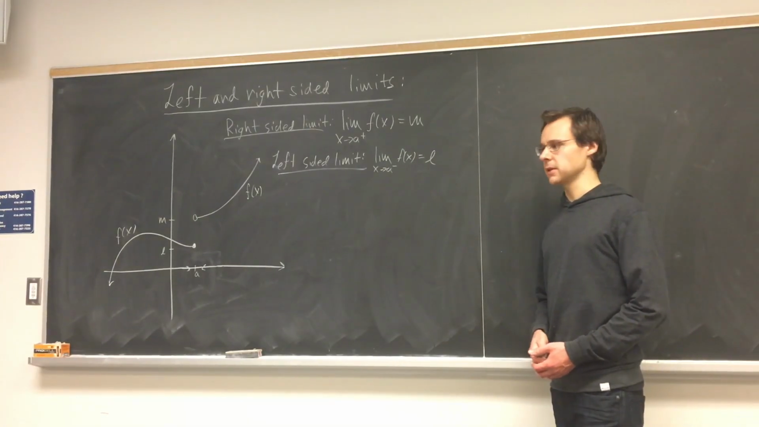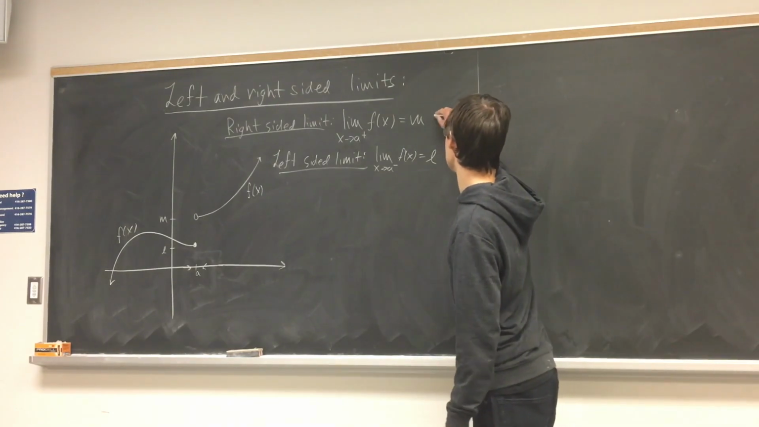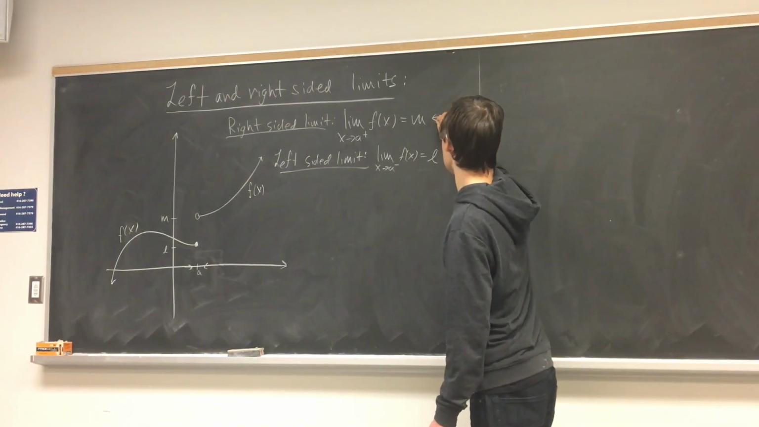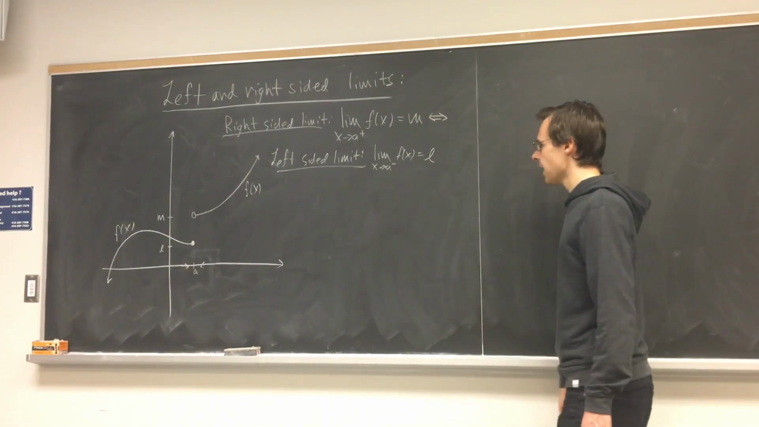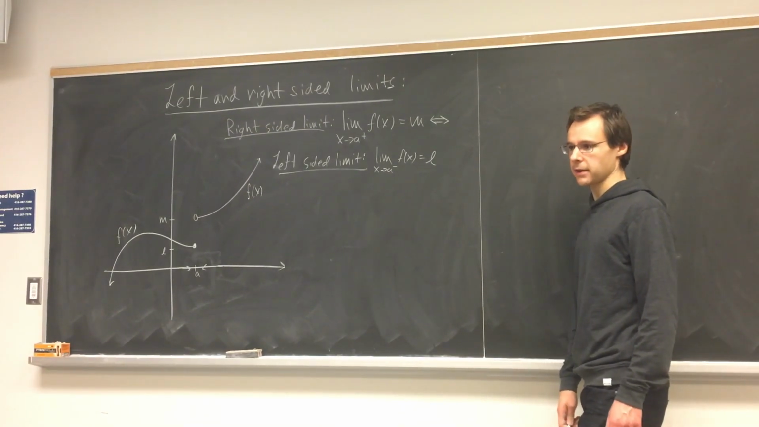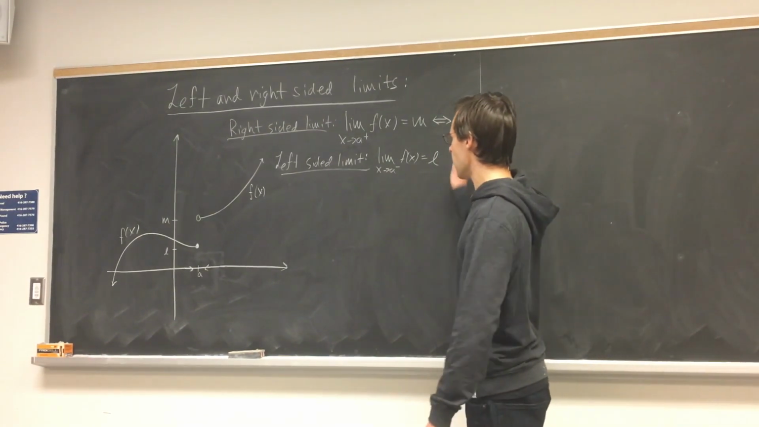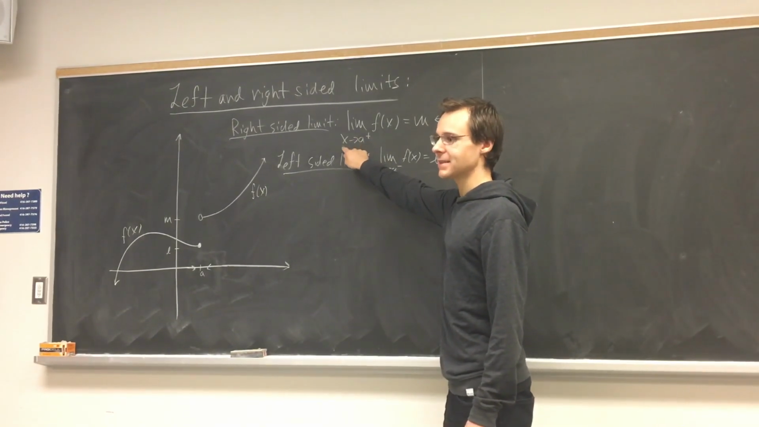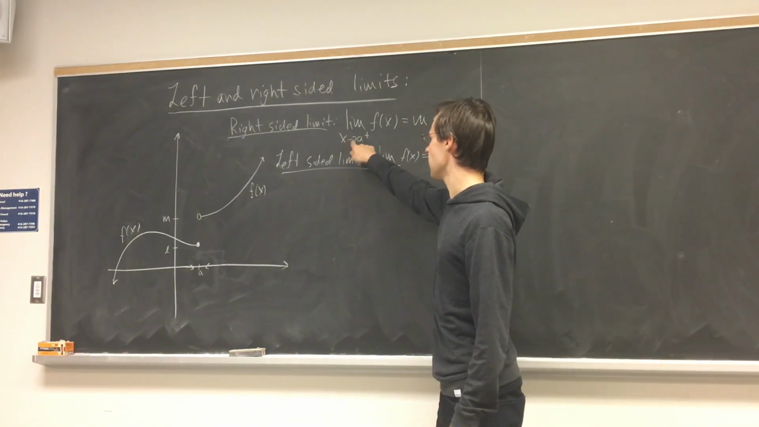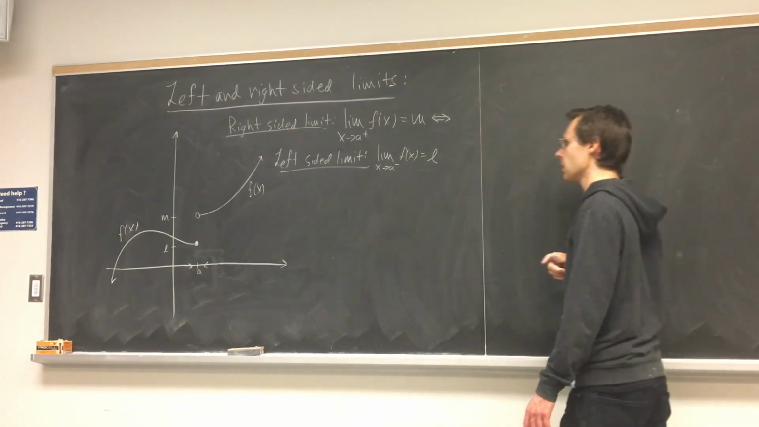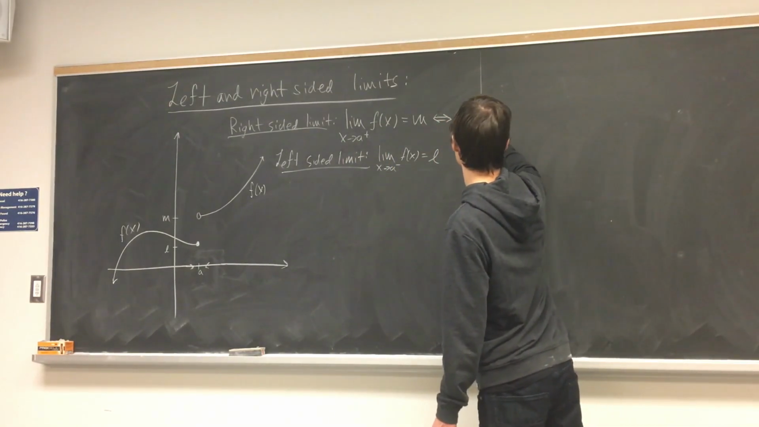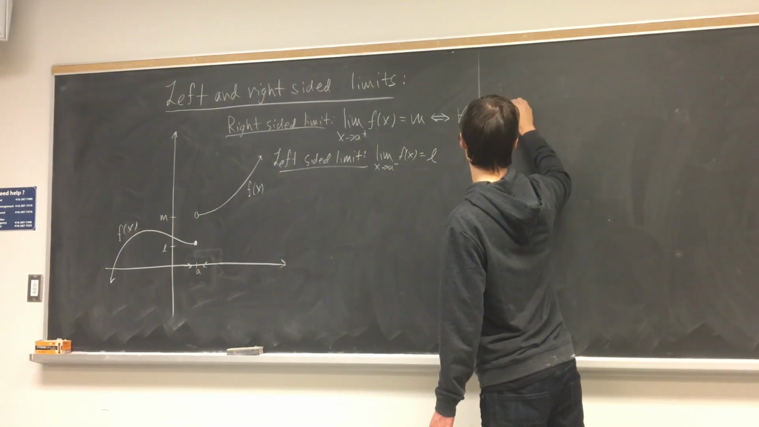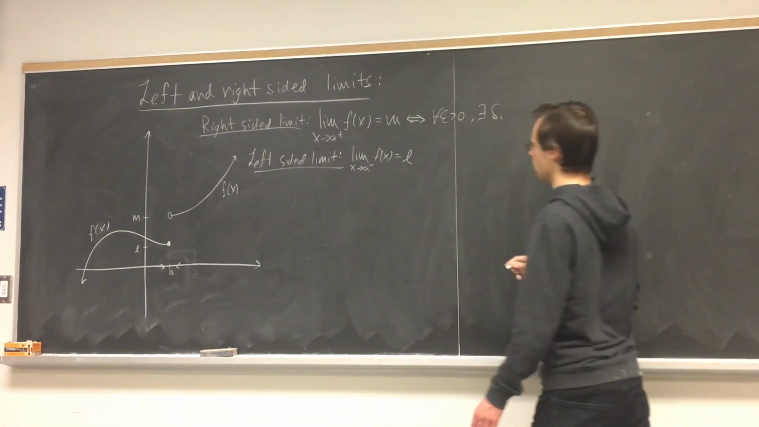Okay, so how do we formally define these? Well, the right-sided limit, what we want to say is that f can be made very close to m, so less than epsilon away for any positive choice of epsilon, as long as x is pretty close to a, but is larger than a, because we're approaching a from the right side. Okay, so the definition here is going to look very similar to the usual limit definition, with one minor modification.